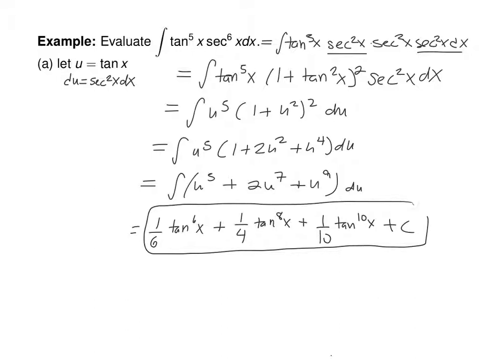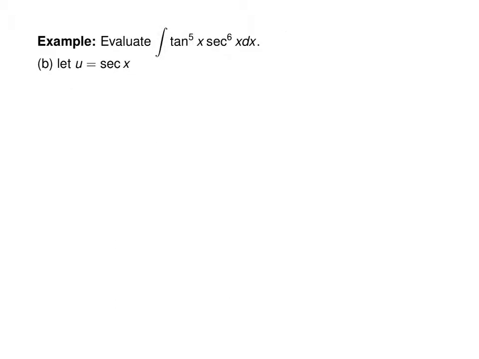So that's one way, if you let u equal tangent. This other way also works, if you let u equal secant. In that case, your du would be secant x tan x, so you have to save a secant and a tangent. So we write this as tangent to the fourth x, secant to the fifth x, times secant x tan x dx.